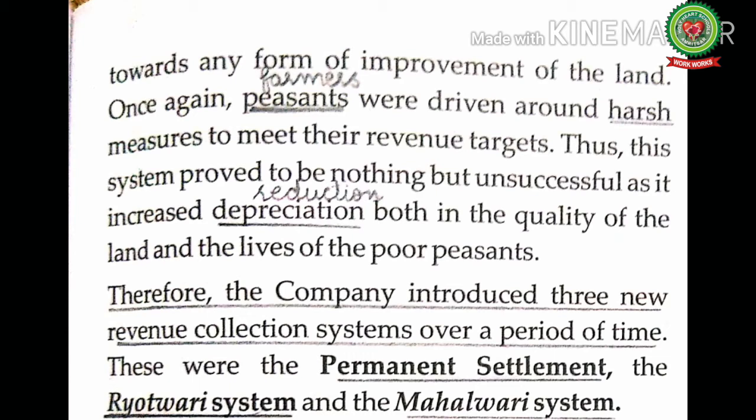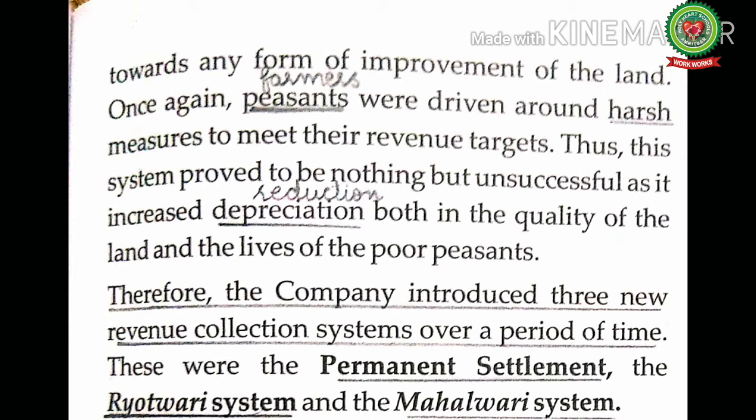Once again, peasants were driven around by harsh measures to meet their revenue targets. Thus, this system proved to be nothing but unsuccessful, as it increased depreciation both in the quality of the land and the lives of the poor peasants. So we can conclude that the Ijardari system was not successful because of two reasons.